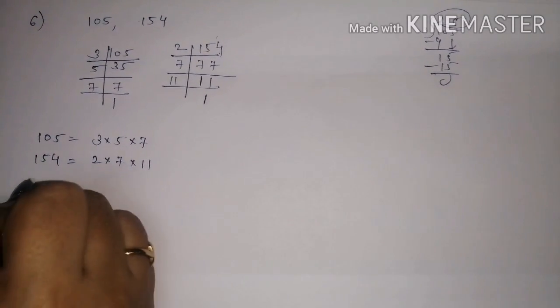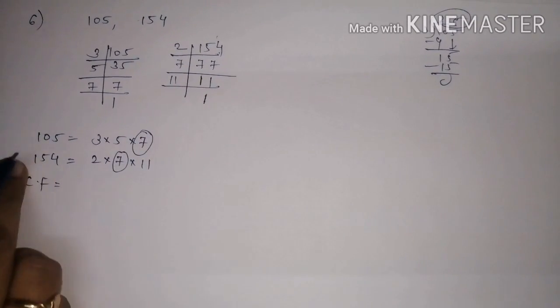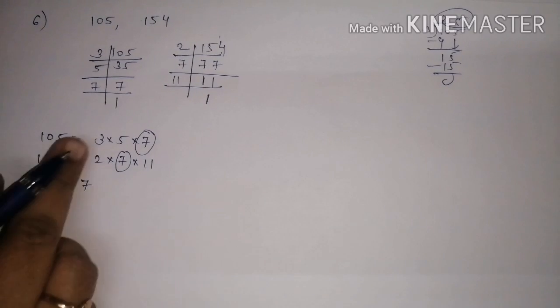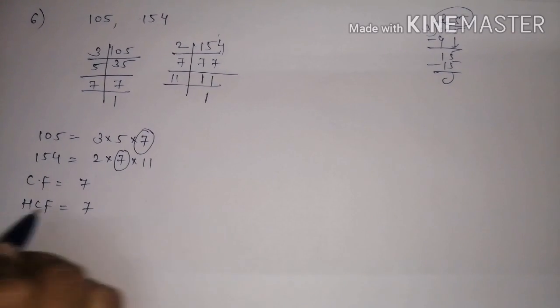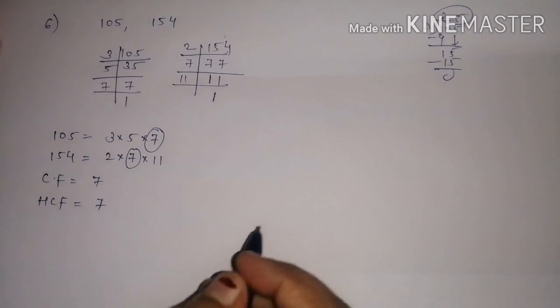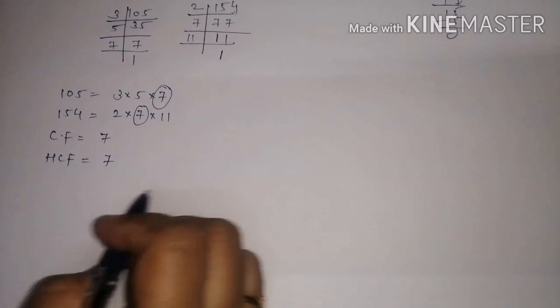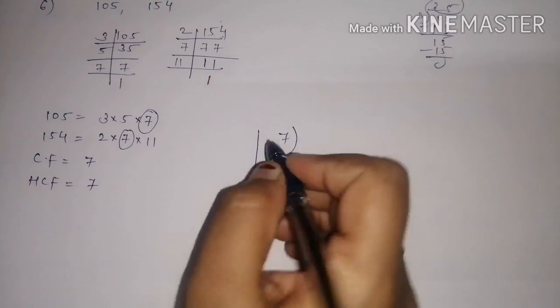So what is common? Just search. 7 is common in both the numbers. So else nothing is common. So therefore HCF is also 7. What is common? That is only your highest common factor, 7. Next one, seventh sum. Seventh one I am doing here.